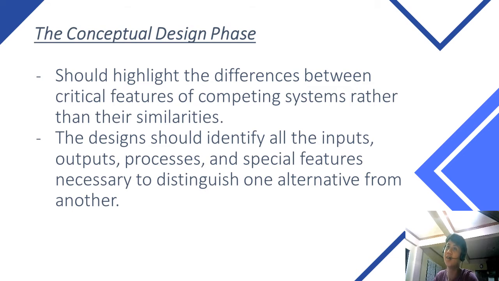Next is the conceptual design phase. The conceptual design phase should highlight the differences between the critical features of competing systems rather than their similarities. The designs should identify all the inputs, outputs, processes, and special features necessary to distinguish one alternative from another. So, therefore, system designs at this point should be general.